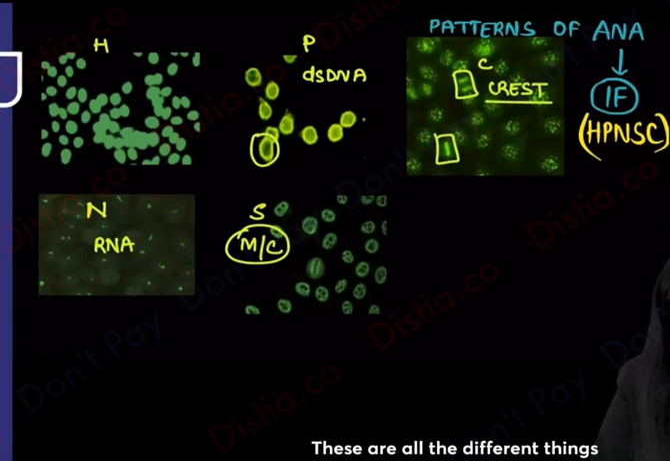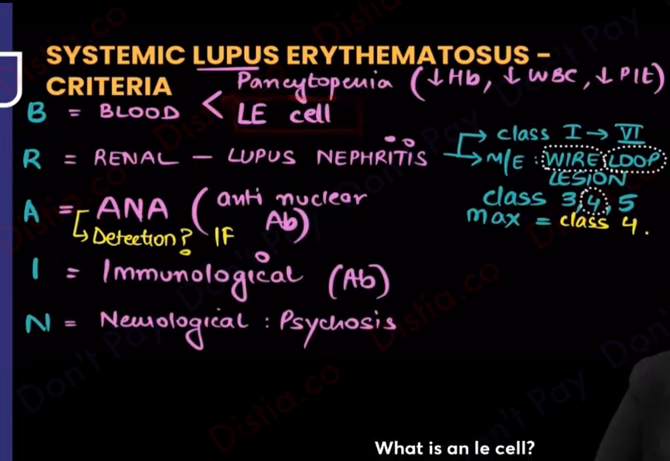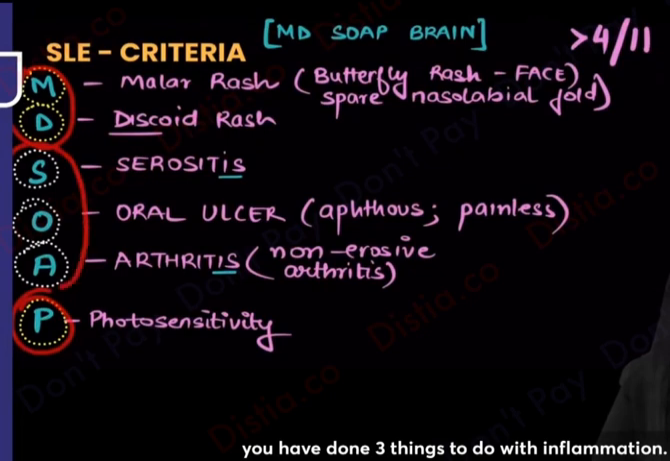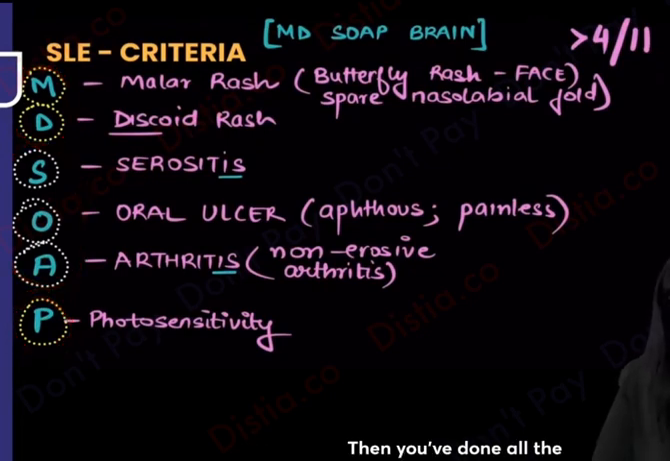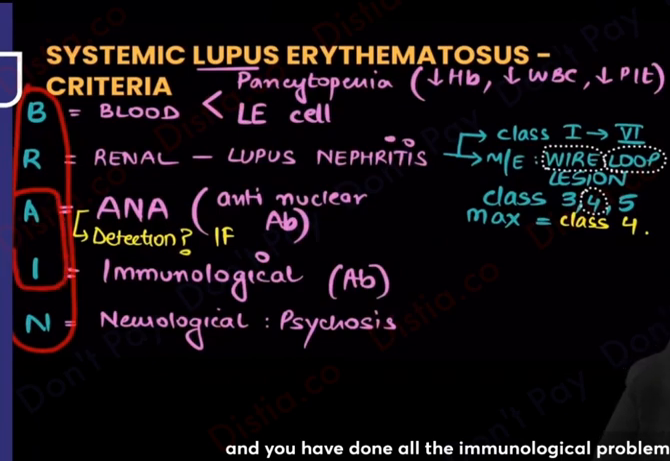These are all the different things that you had to know, with which, guys, you have very conveniently finished off the MD SOAP BRAIN mnemonic. But I hope you remember, I had made a promise that I will explain at the end what is an LE cell. So MD SOAP BRAIN is done. What is MD SOAP BRAIN? You've done 3 things to do with the skin, you've done 3 things to do with inflammation, then you've done all the organ related things in the brain, and you've done all the immunological problems.